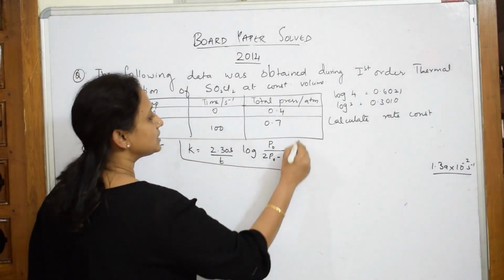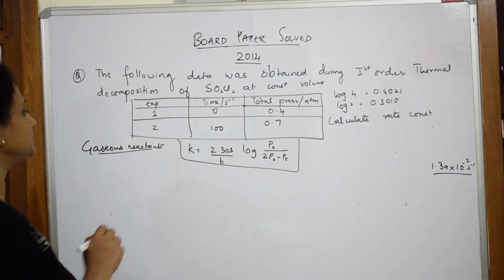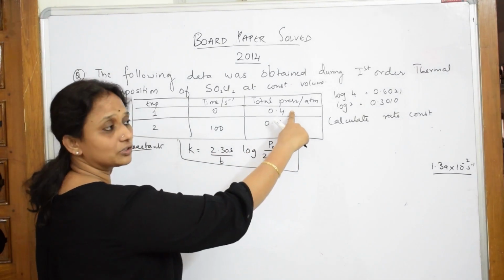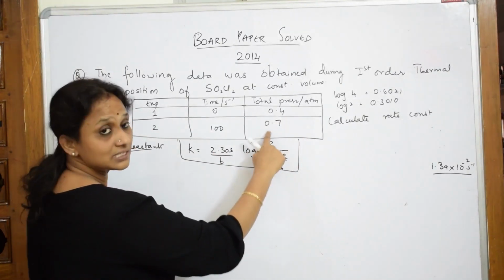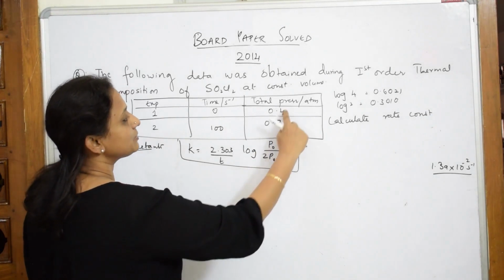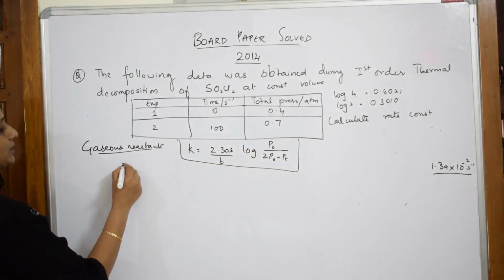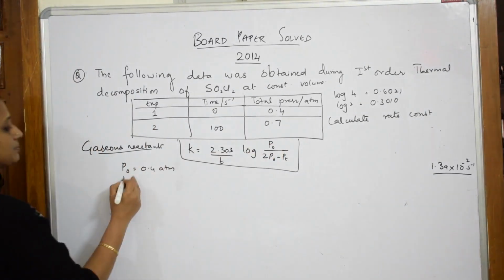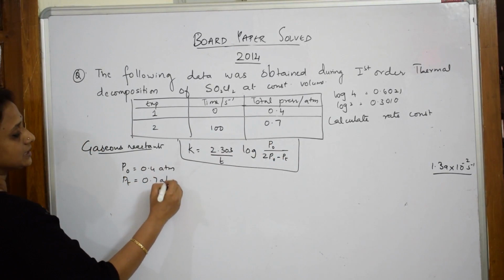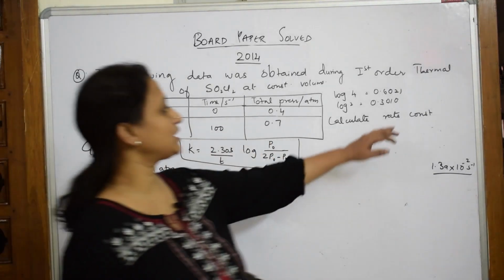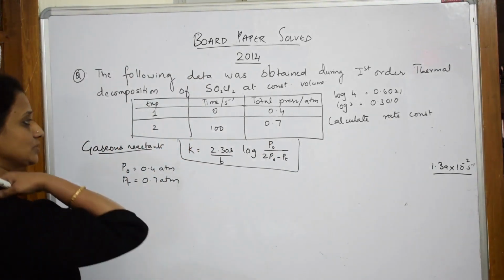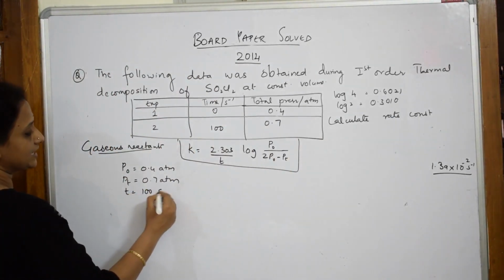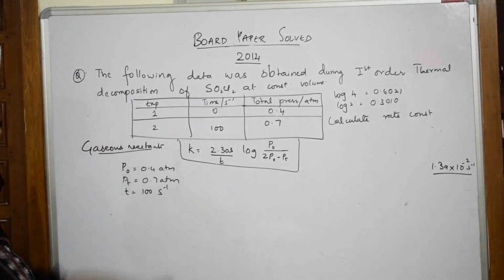In the above numerical, we are given 2 things. First, P naught, the initial pressure, and Pt, the final one. So the partial pressure P naught is 0.4 atm, and Pt is 0.7 atm. What should I find out? I have to calculate the rate constant, isn't it? Yes. So t is already given. t is equal to 100 seconds. Simple. Now substitute in the formula.